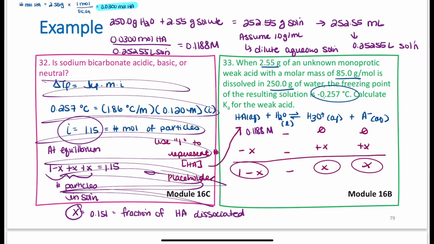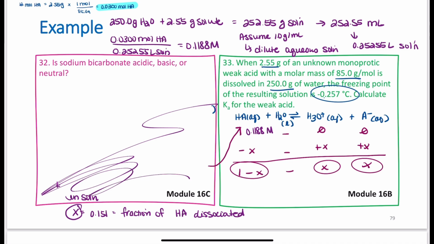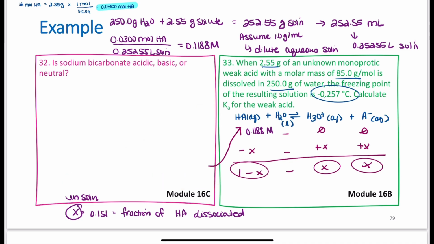I'm gonna erase this because I need the space here. But I know that this percent of the original sample broke apart. So if I have a 0.1188 molar solution and 0.151, not percent, the fraction, sorry, is the fraction dissociated, that means 0.01794 molar is the concentration that actually formed of each of these at equilibrium.